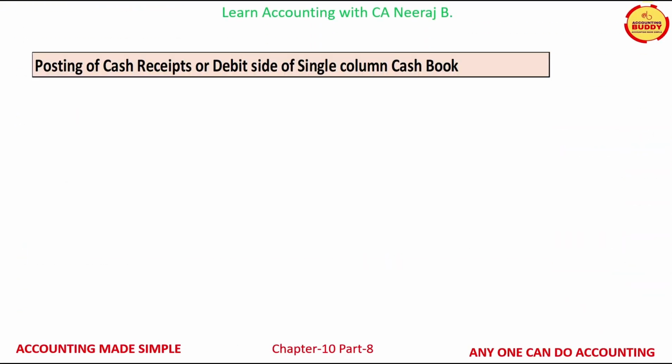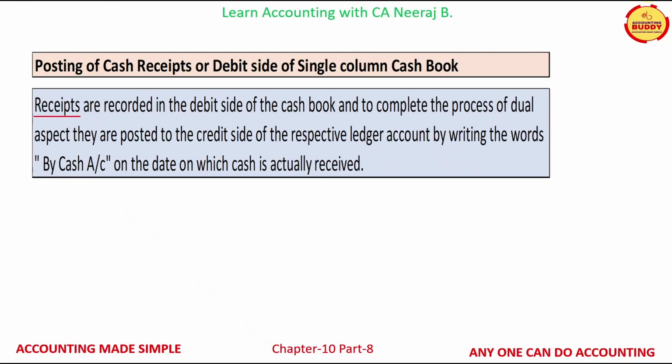Let us first understand the posting of cash receipts or debit side of the single column cash book. Receipts are recorded on the left hand debit side of the cash book, and in order to complete the process of dual aspect, the second aspect of the entry is posted to the credit side of the respective ledger account by writing the words by cash account on the date on which the cash is actually received.